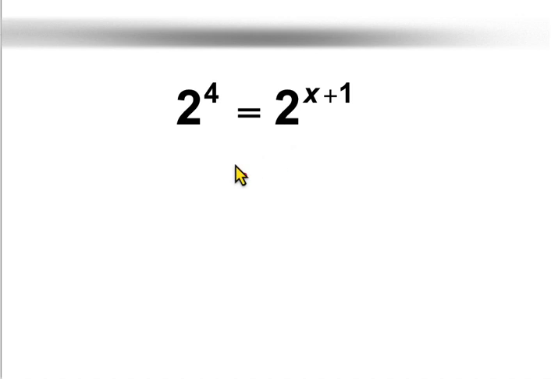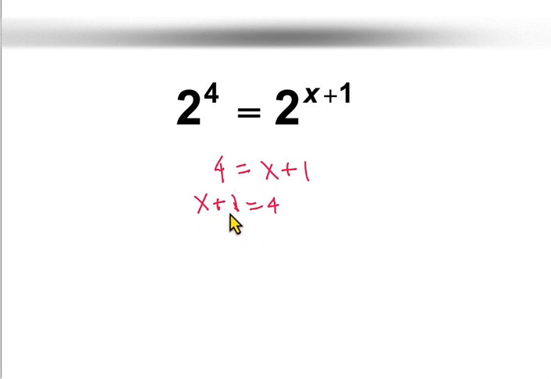Do you see that? When you have an equation like this, simply create an equation with the exponents. Like this. We get 4 equals x plus 1. Using the reflexive property of equality, I simply write x plus 1 equals 4. All I did was swap places between the 4 and the x plus 1.